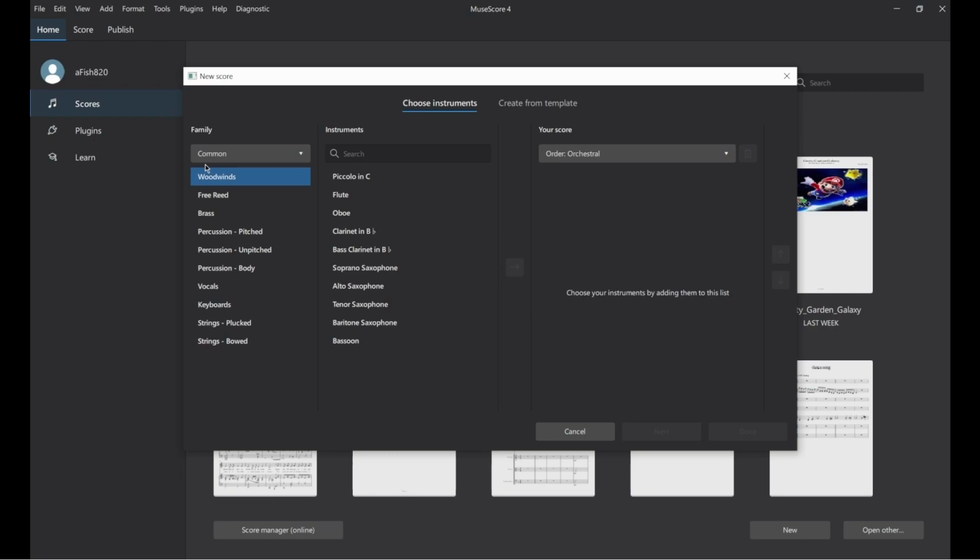So it allows us to choose our instruments here. And so we got woodwinds, all these woodwinds, brass, percussion. You can have vocals if you want. Where is that? Where's kazoo? Yeah, okay. Do we want a kazoo?